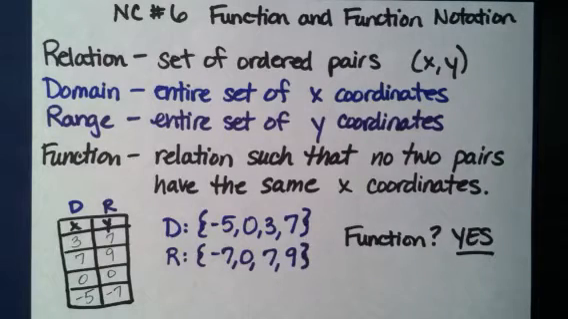In the table provided here, the domain would be -5, 0, 3, 7. We abbreviate domain with the letter D, and we write it as a set with braces on the outside and commas separating the numbers, listing the numbers from least to greatest. The range of the same table would be -7, 0, 7, and 9. This relation would be considered a function because no two x coordinates are the same.